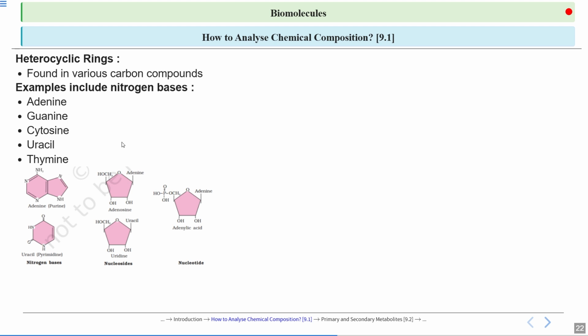Clear? So you have nucleotides and you have nucleosides. These are nucleosides: adenosine, uridine. Do you understand the difference between a nucleotide and a nucleoside? This is very important. A nucleotide consists of a nitrogenous base, a sugar molecule, which is the pentose sugar, and a phosphate. A nucleoside only consists of sugar and the nitrogenous base. It lacks the phosphate group.